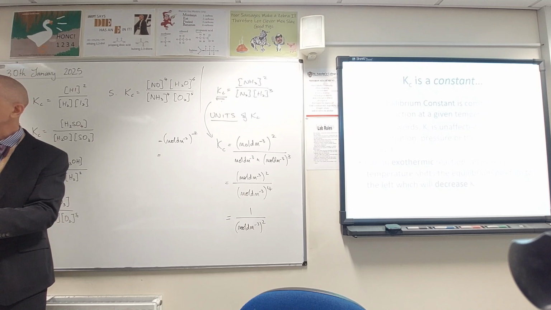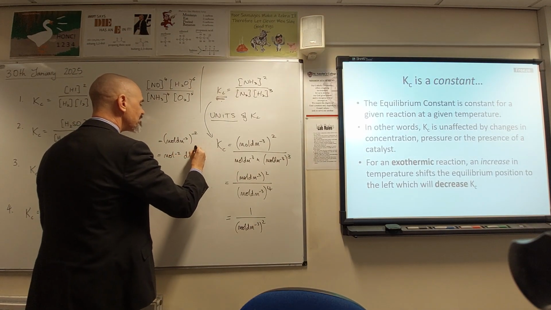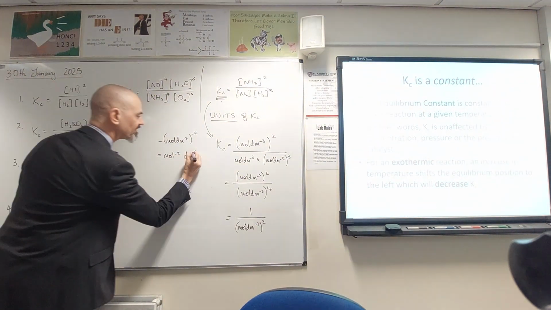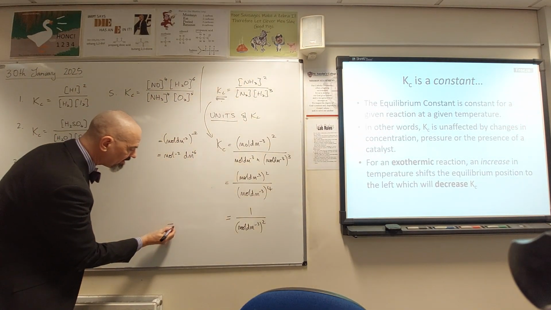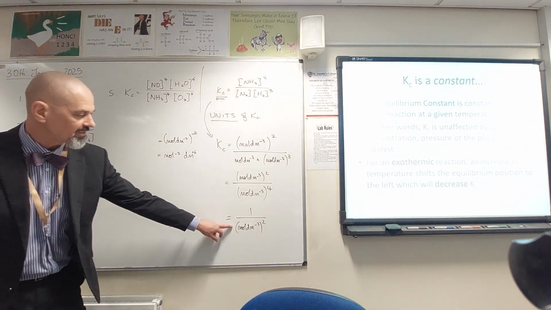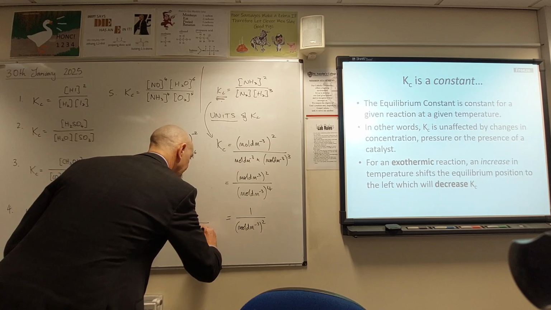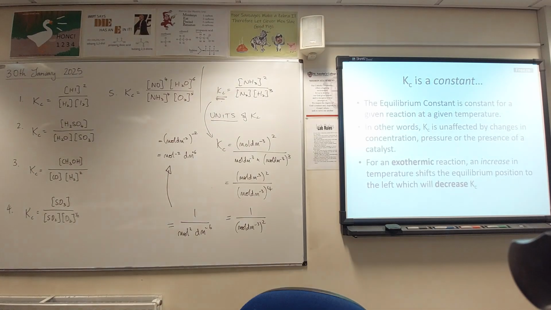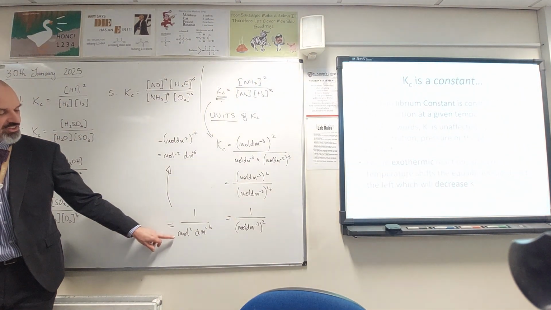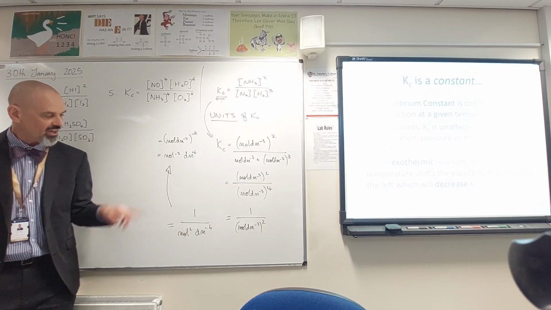So I've got moles to the -2 and then dm to the 6. I'm just going to put a plus sign in there just to emphasize that. If you want, I often go from this point and say 1 over moles squared dm^-6, so then you're only doing one thing at a time. You're multiplying out here, and then you're changing the signs there.